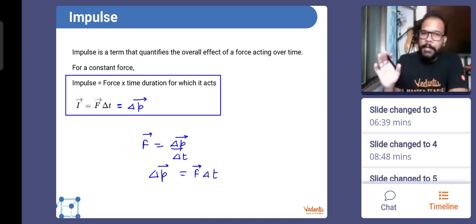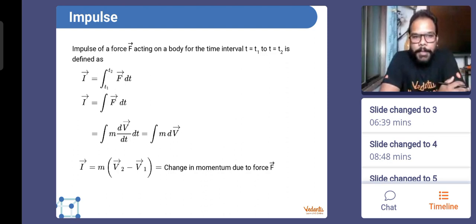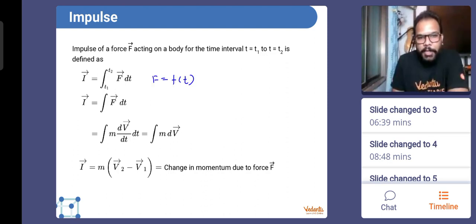Force acting for a duration of time. You will call a force impulsive if it is creating a change in momentum by acting for a very short duration of time. So how will you calculate the impulse value? Simply, if force is constant, you will directly calculate force into time. If the force is variable, you will require the force as a function of time, so that you can put it here and integrate. You will integrate it from t1 to t2.